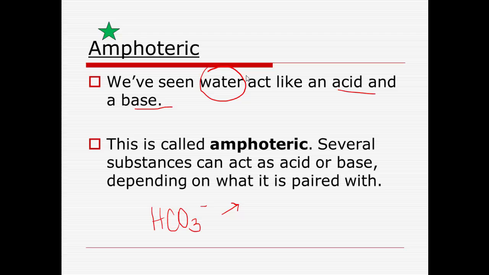It could gain a hydrogen and it could form H2CO3. That would be acting like a base. I'm going to label it B. It could also act like an acid. What do acids do? They give away hydrogen. So it could give one away and form carbonate. So hydrogen carbonate is another example of an amphoteric substance.